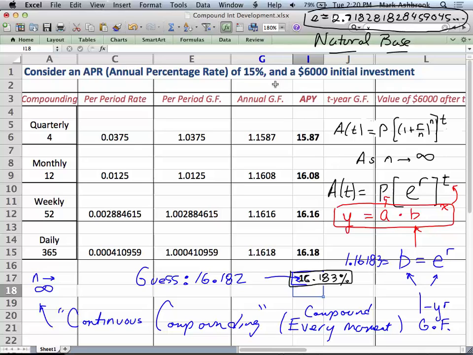Okay, so why don't you find the APY for continuous compounding at 8.5%. So if the APR is 8.5%, what is the true rate of return? Find that for 8.5%, compounded continuously.